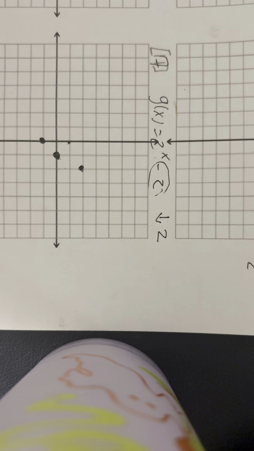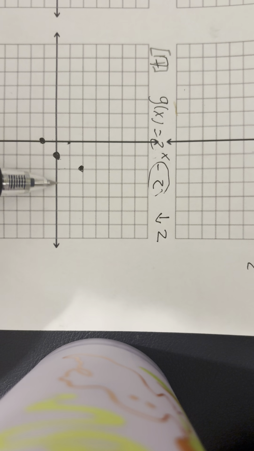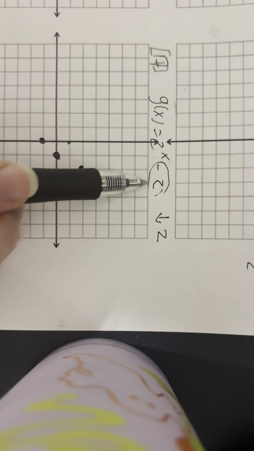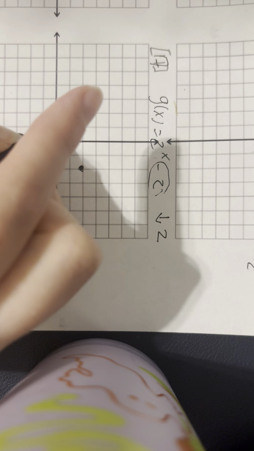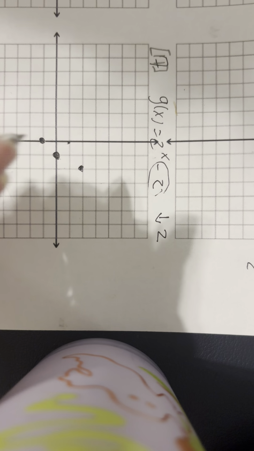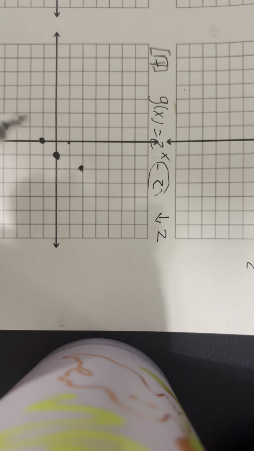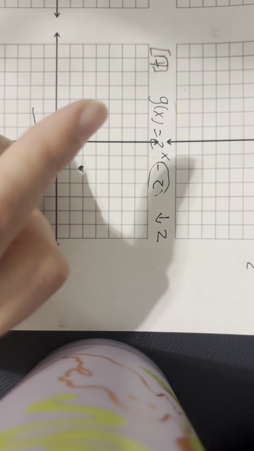We can keep going the entire way. 2 to the third is like 8, but I don't think my thing goes up that high, so we'll just do it right there. We can also do the negatives. You just plug it in there, do your arithmetic, and then graph it.